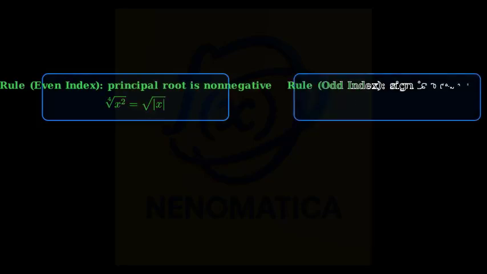First, the two key rules. Rule 1: for an even index n, the principal nth root is non-negative. So the fourth root of a square becomes the square root of the absolute value. Rule 2: for an odd index, the sign is preserved. The cube root of a negative number is negative.